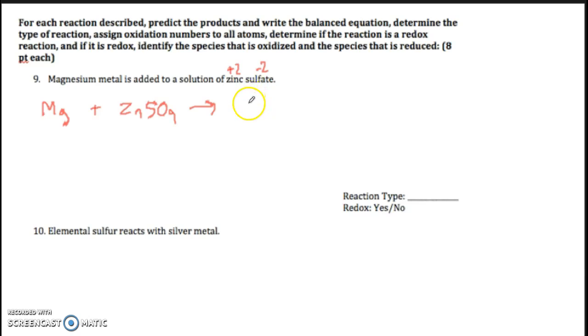That is a single replacement reaction, element and a compound. So that's going to make MgSO4, because magnesium also has a charge of 2, and zinc by itself. This doesn't need anything to balance. It's already balanced as it is. So assigning oxidation numbers, this magnesium's a 0, that zinc is a 0. How do I know that? Because they're elements by themselves.